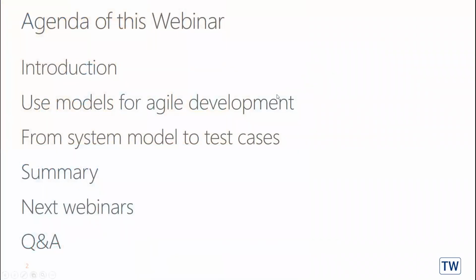The agenda of this webinar is a 30-minute session, starting with the introduction. Then we explain about model-based testing and using models for more agile development. We showcase how to come from a system model, from a process flow, to test cases. We summarize and give you an outlook to the next webinars, ending this webinar with a Q&A session. So feel free to add your questions to the Q&A button, and we will discuss this at the end of the webinar.